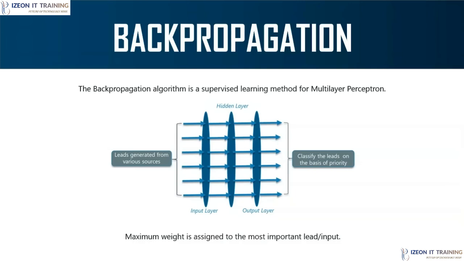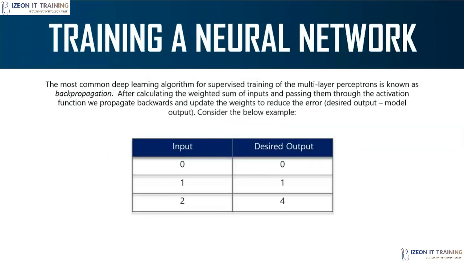It's basically used to update your weights in such a way that your output is more precise and your error is reduced. So training a neural network is all about backpropagation. The most common deep learning algorithm for supervised training of the multi-layer perceptron is known as backpropagation. So after calculating the weighted sum of inputs and passing them through the activation function, we propagate backwards and update the weights to reduce the error. It's as simple as that.